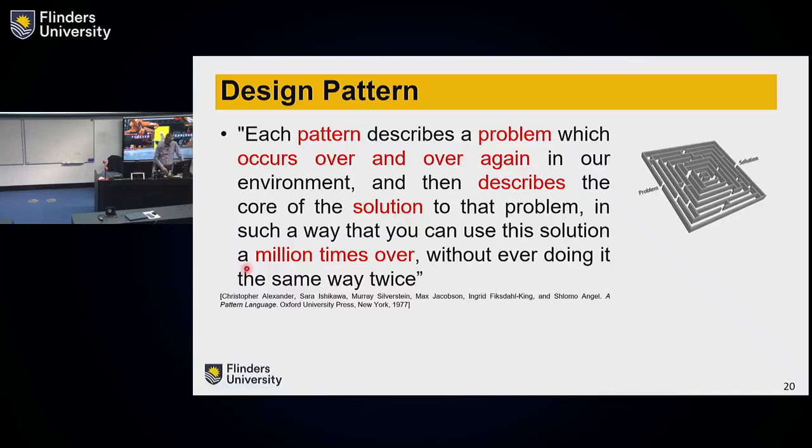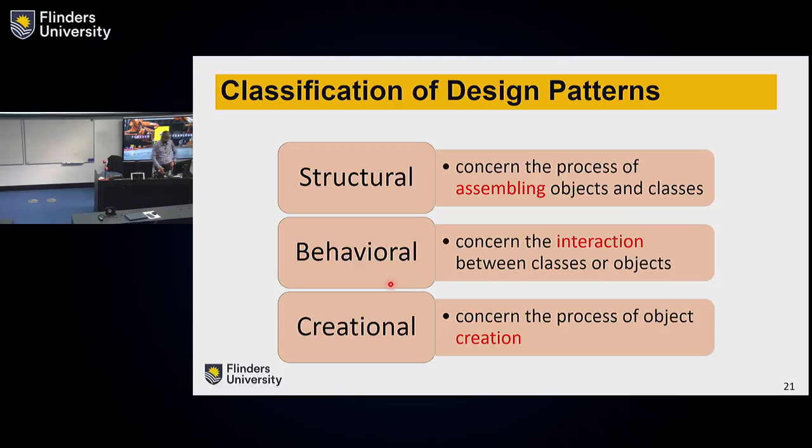And especially in the definition, look over here: the core of the solution to the problem in such a way that you can use this solution a million times over without ever doing it the same way twice. So people are implementing it, but none of those implementations would be exactly the same in terms of code. But at the design level, they are the same. There are various design patterns that have been documented. There's a very famous book, Gang of Four Design Patterns, in which various design patterns have been documented. If you Google on the internet, you will find many design patterns.